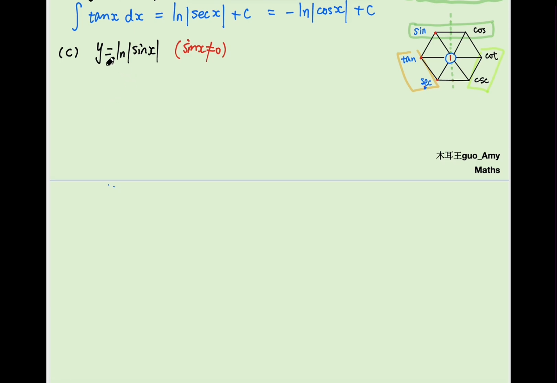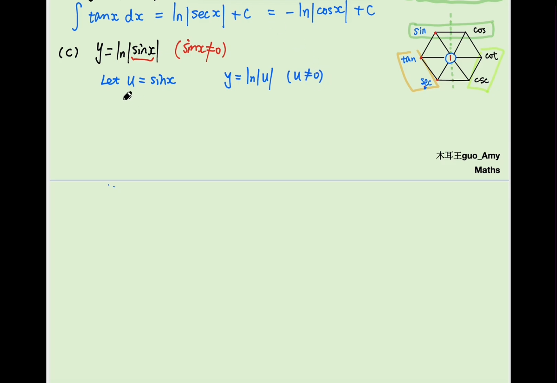Here we have y equals ln absolute of sine x. The inner function is sine x. We are going to let this one be u. The outer function is y equals ln absolute of u, and u is not equal to 0.